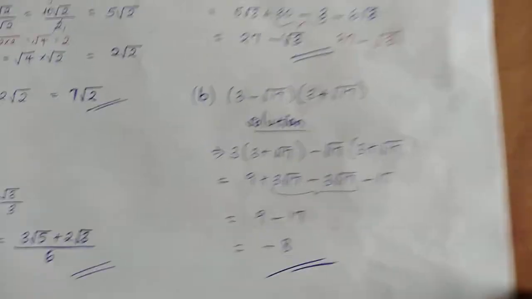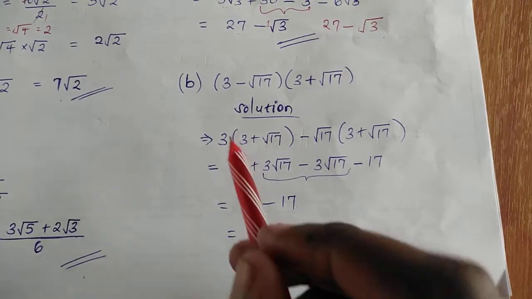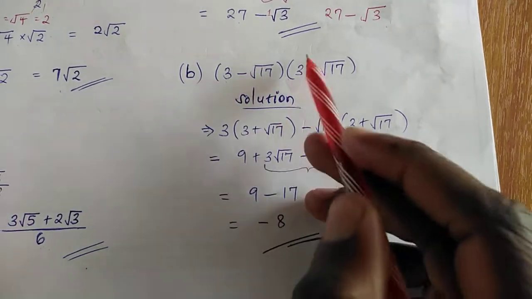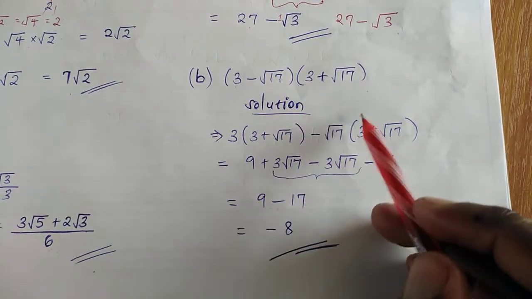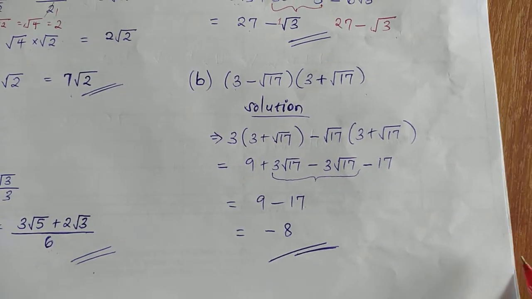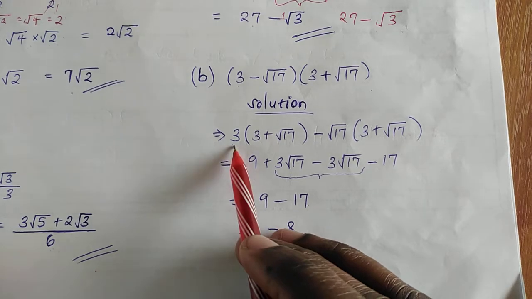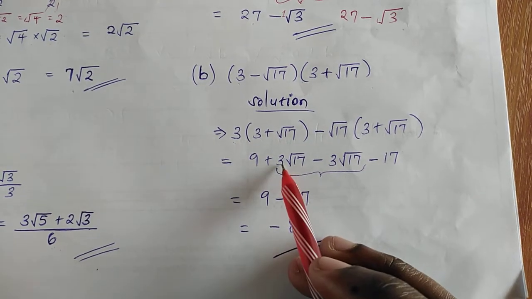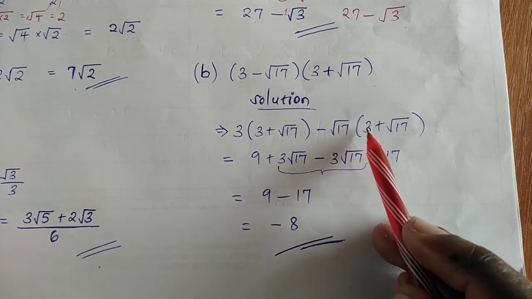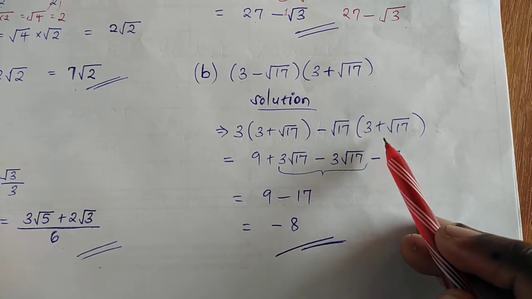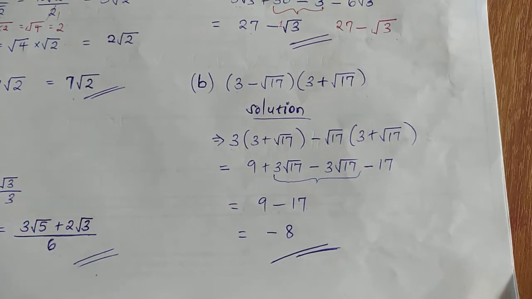The next example here, multiplication of surds. We take 3 into the whole of this, and then minus root 17 into the whole of that. So that 3 multiplied by 3 is 9, 3 multiplied by root 17 is 3 root 17, and then minus 3 root 17, and then minus 17.